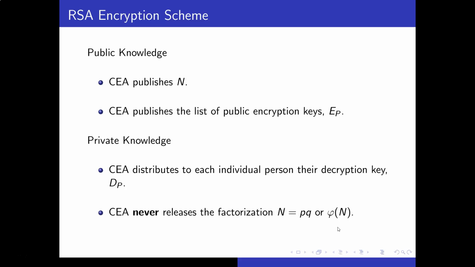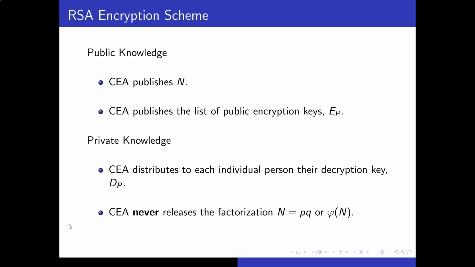The other thing is that the CEA keeps two things sacrosanct and secret. N, how it factors in particular. N is allowed out, but its factors are not. So you cannot have p and q released, nor can it release the Euler phi. It keeps those two values secret at all times.